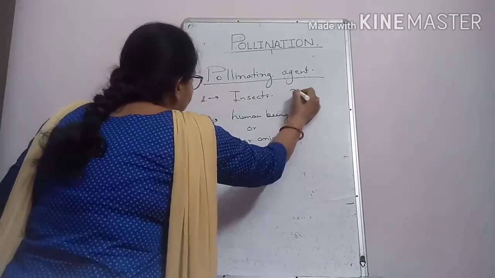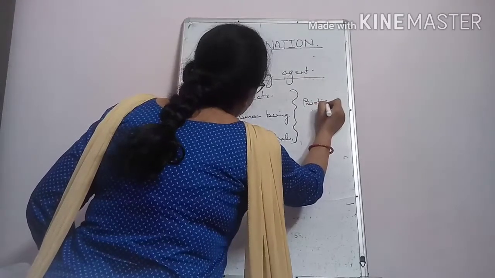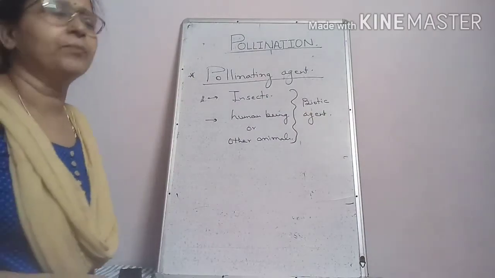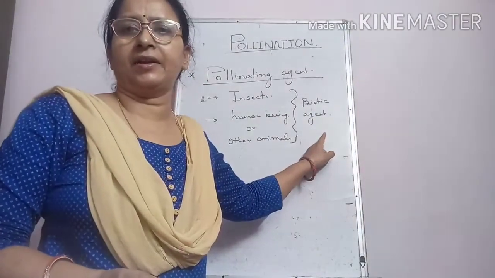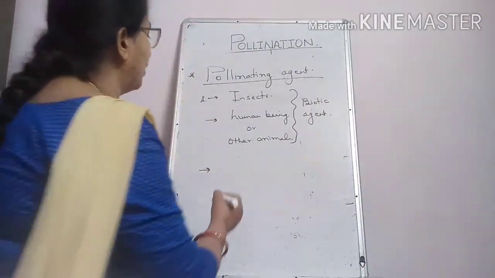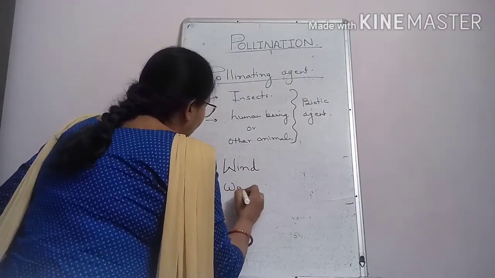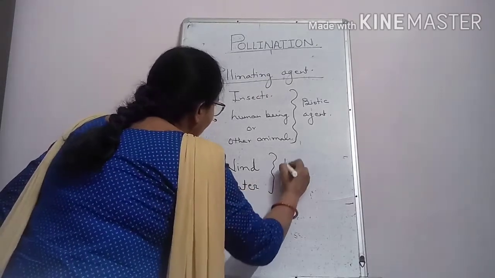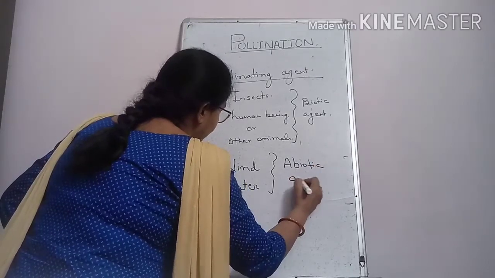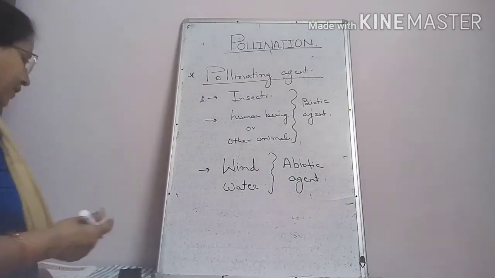You can see here, these are all biotic factors or biotic agents. That means some pollination occurs by biotic agents, whereas some pollination occurs by abiotic agents like wind, water, etc. These are abiotic pollinating agents.